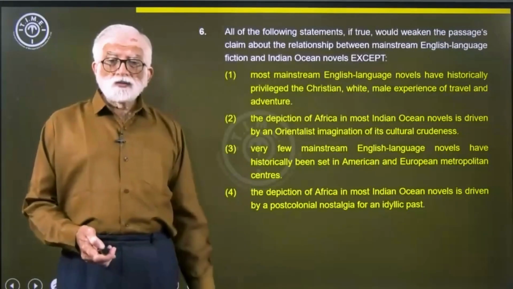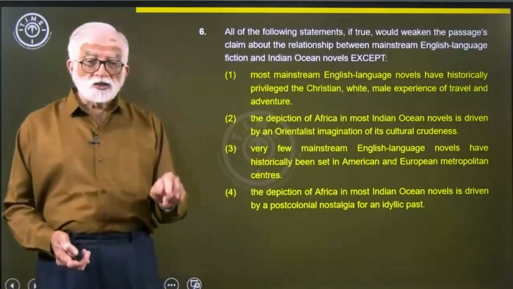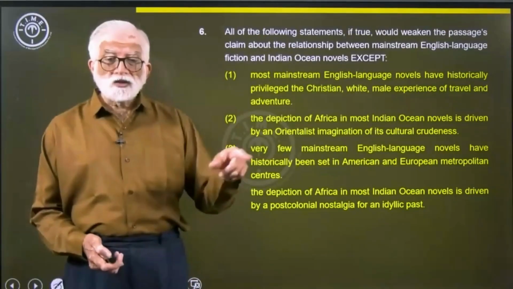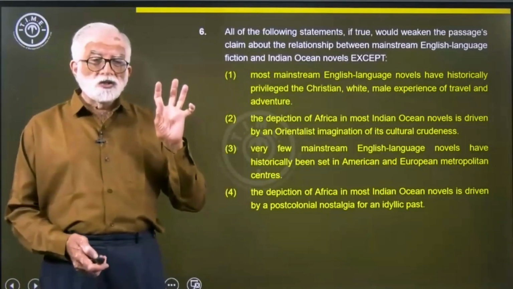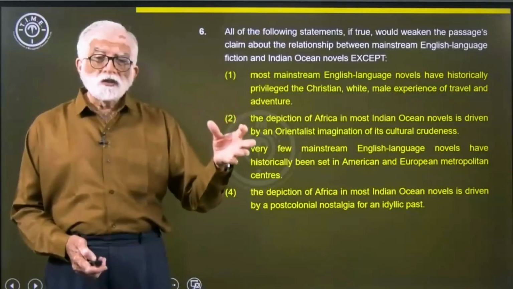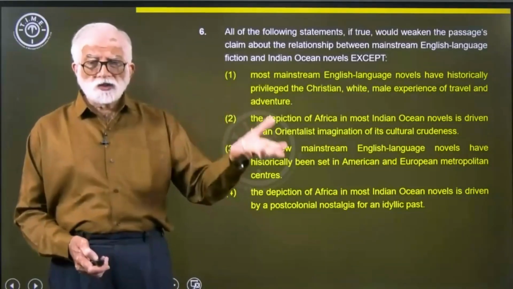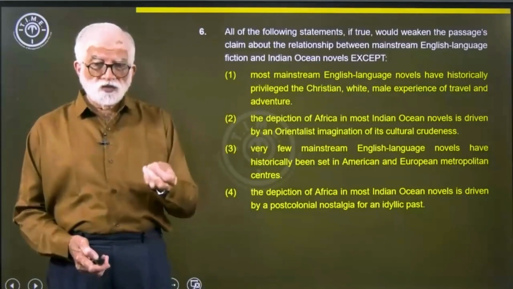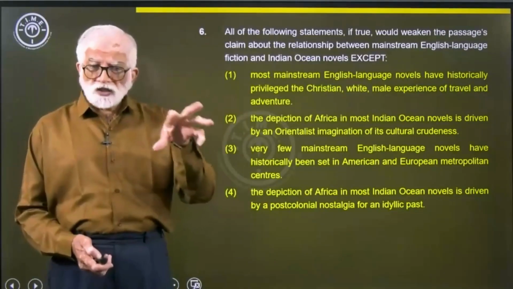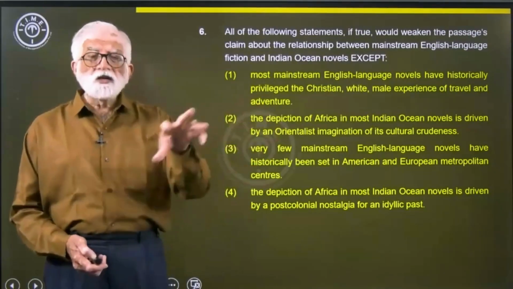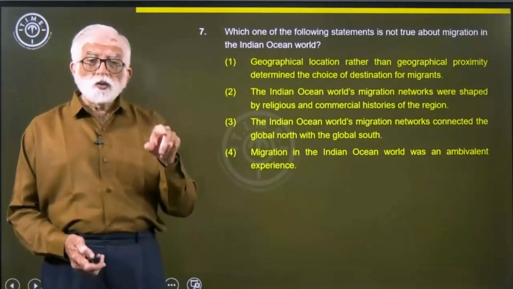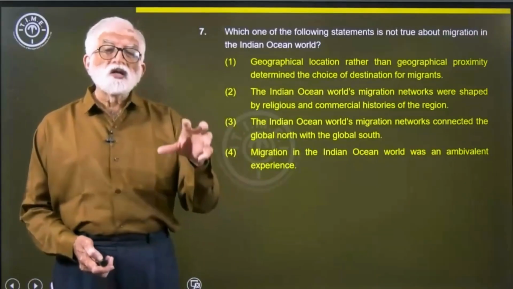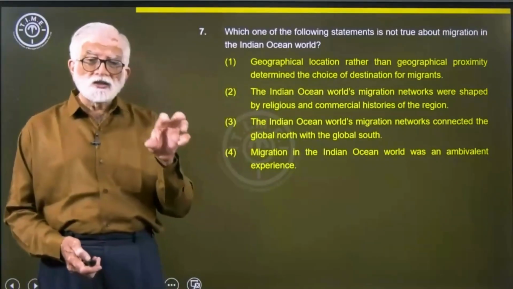All of the following statements, if true, would weaken the passage claim about the relationship between mainstream English language fiction and Indian Ocean novels. Okay, so I know this is about English literature, but Indian Ocean novels would mean English fiction, and especially sailing fiction. Okay, Indian Ocean novels, either sailing fiction or relating to the Indian Ocean area. Now, which one of the following statements is not true about migration in the Indian Ocean world? Okay, so it's the Indian Ocean area and migration there.